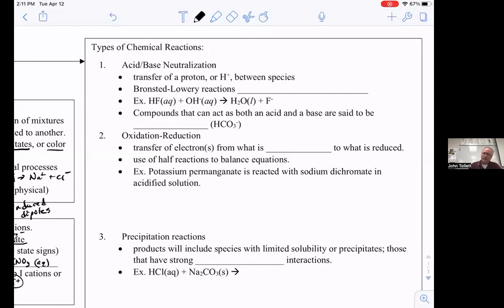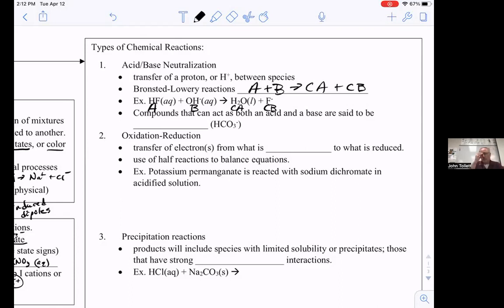There are different definitions of what these are, but the one that we use most frequently is Bronsted-Lowry. So you have an acid and a base that get together to produce the conjugate acid and the conjugate base, by losing or gaining a proton. In this example, HF plus OH minus yields H2O and F minus. The acid is HF. The conjugate base is the F minus. The base is the OH minus, and the conjugate acid is the water.